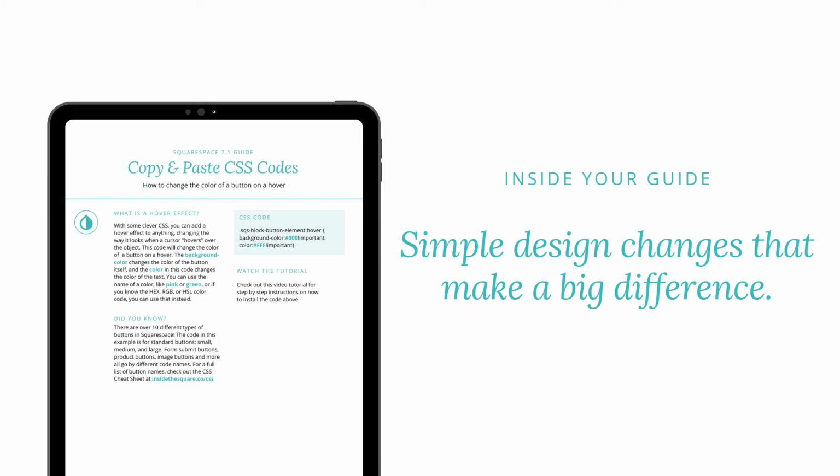So I went ahead and created some for you. Inside the free guide that went with this training, I have some copy and paste CSS codes that you can use specifically in Squarespace 7.1. Things like how to change the color of a button on a hover. That's not something that Squarespace does in a standard site. That's something that you have to code to create that effect yourself. And that simple design change is going to make a really big difference.